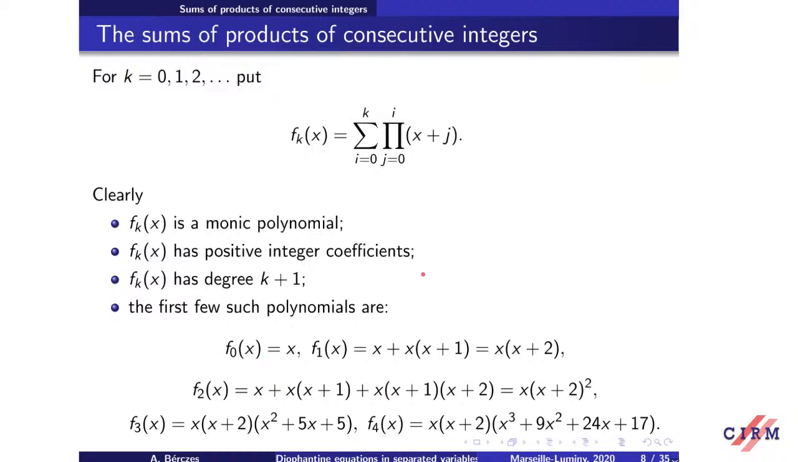So in principle, what is clear from the definition is that fk of x is clearly a monic polynomial. Then it has positive integer coefficients. Its degree is k plus 1. And as we see, it is also visible from this that 0 and -2 will always be roots of this polynomial.